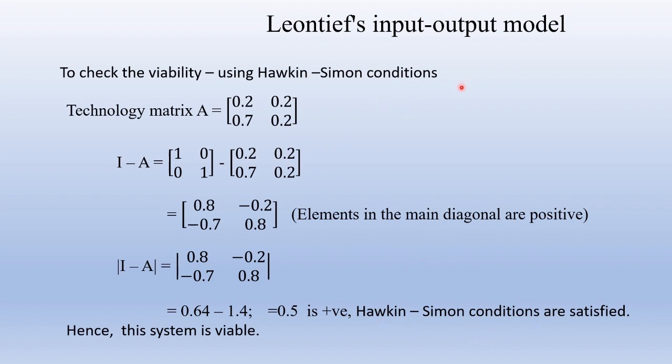Here, in I minus A, elements in the diagonal are positive and determinant of I minus A, that is product of these two minus product of these two. 0.64 minus 1.4 is 0.5, which is positive and Hawkins-Simon condition is satisfied. Hence this system is viable, has solution.